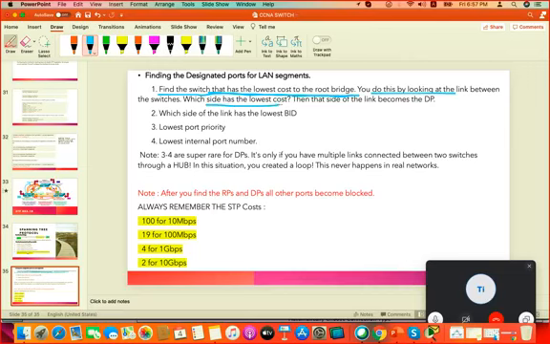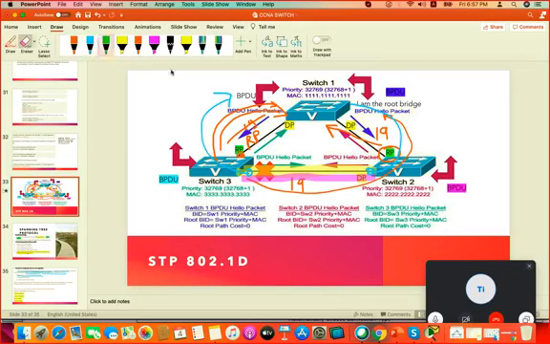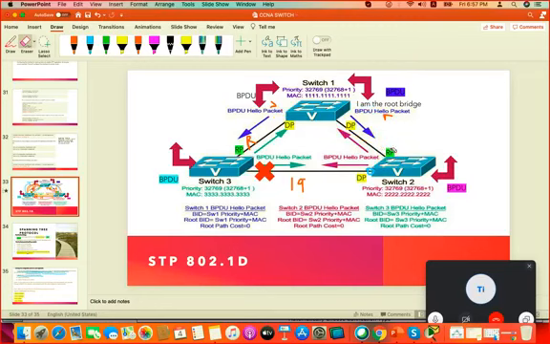Now, which side has the lowest cost? Then that side will become the designated port. Which side of the link has the lowest bridge ID after that? Okay, now see here, the lowest cost. Both are having the same cost. If I'm talking about how to choose this port and this port, both are having the same cost to reach the root bridge.